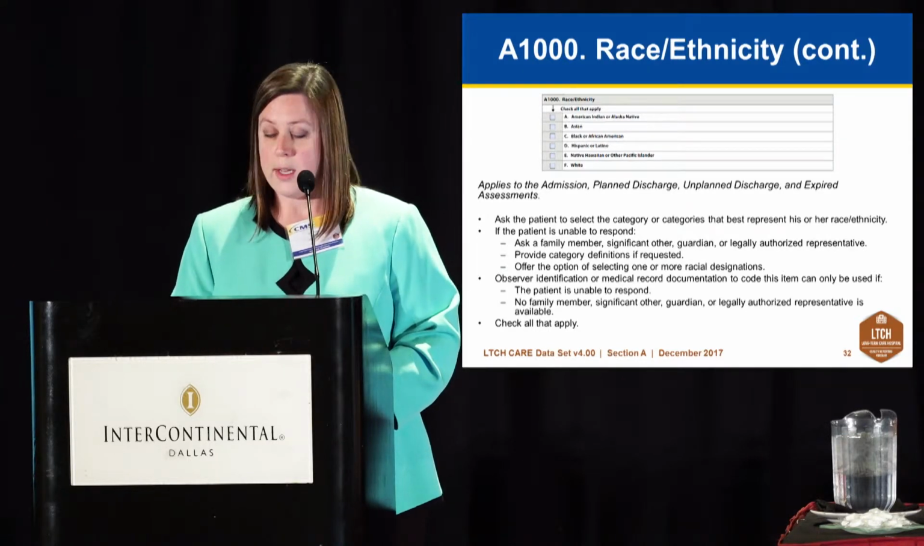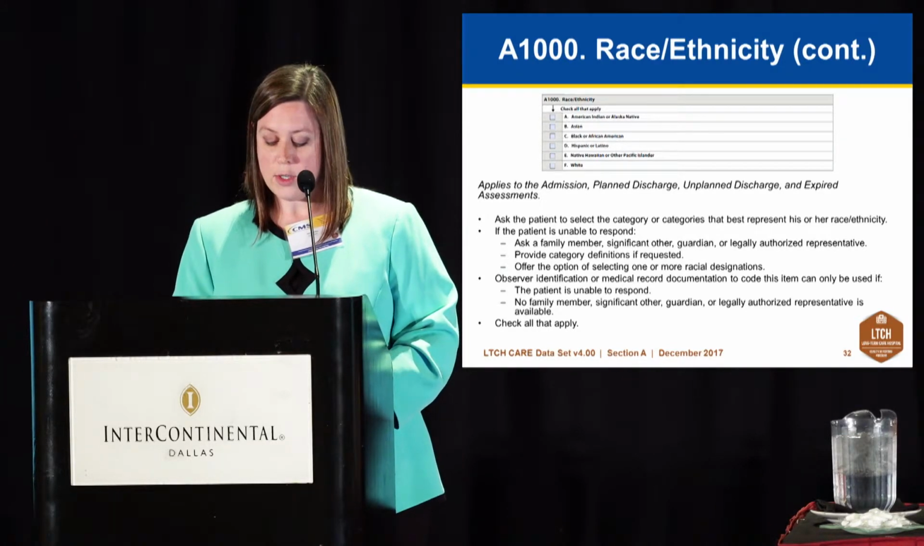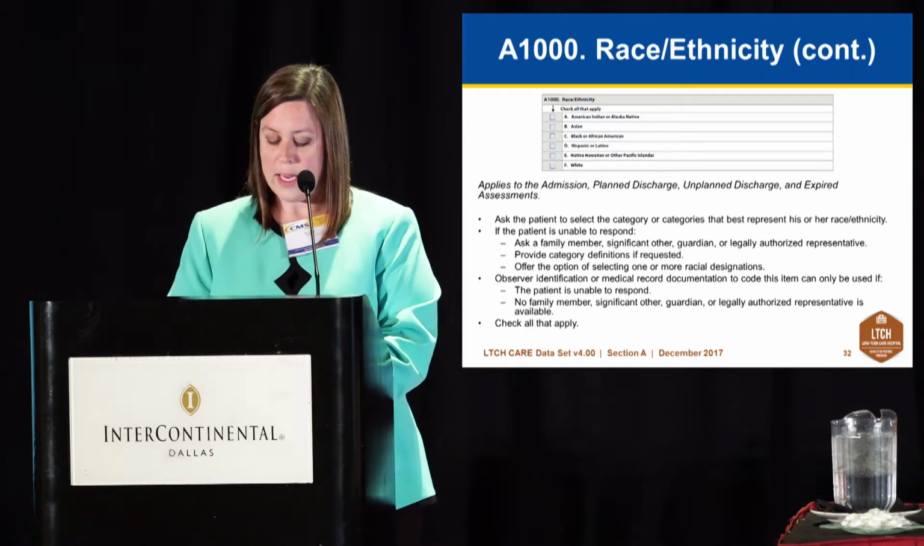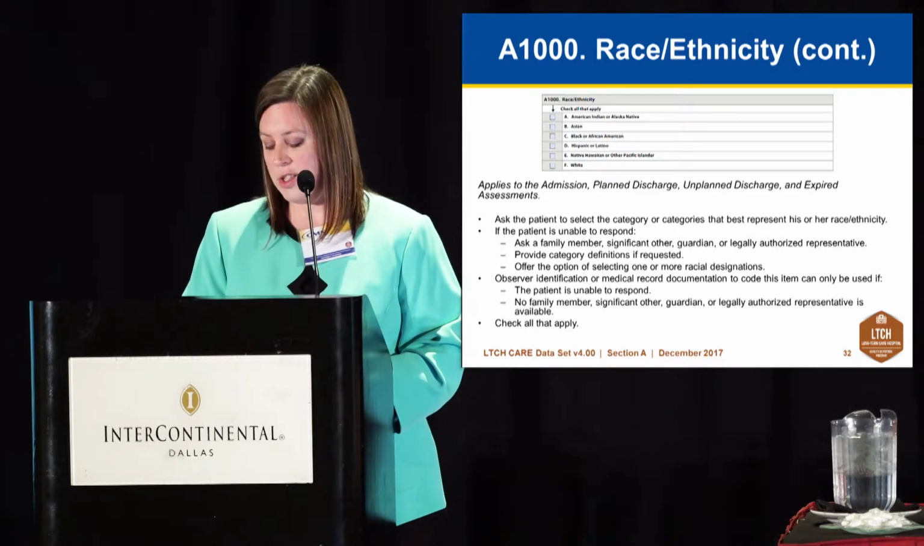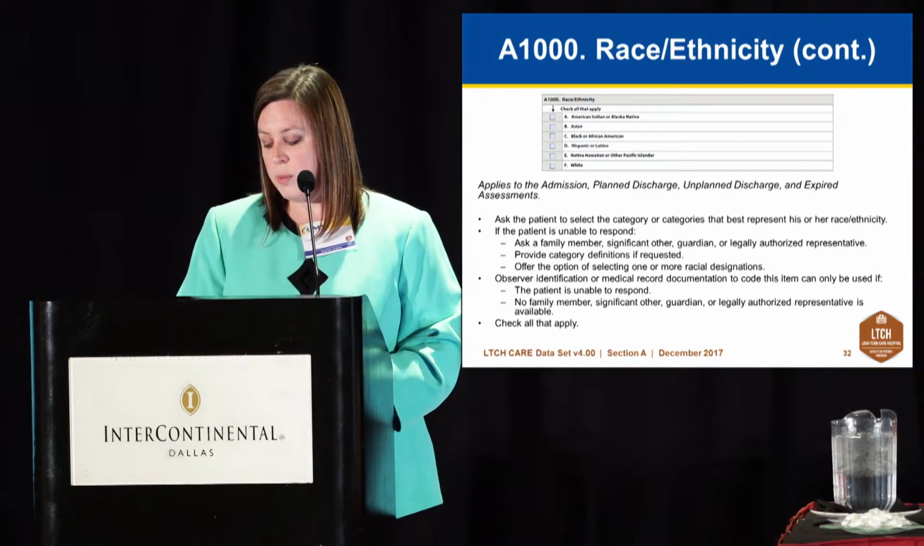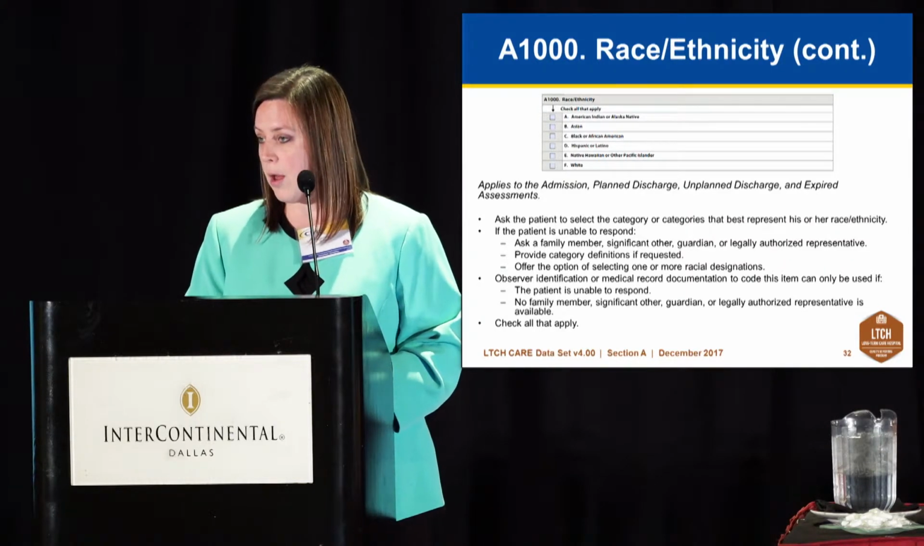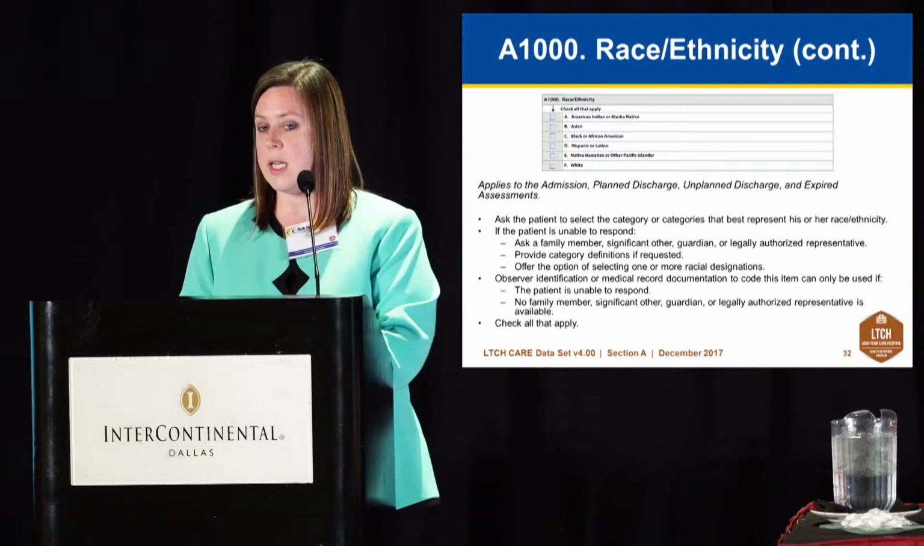Offer the option of selecting one or more designations for race and ethnicity codes, as you can select all that apply. Observer identification or medical record documentation to code this item should be used only if the patient or another source, such as a family caregiver or authorized representative, is unavailable to answer the question.